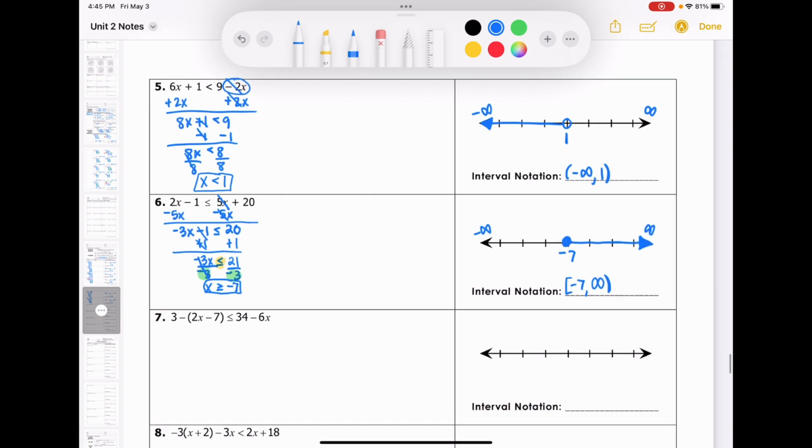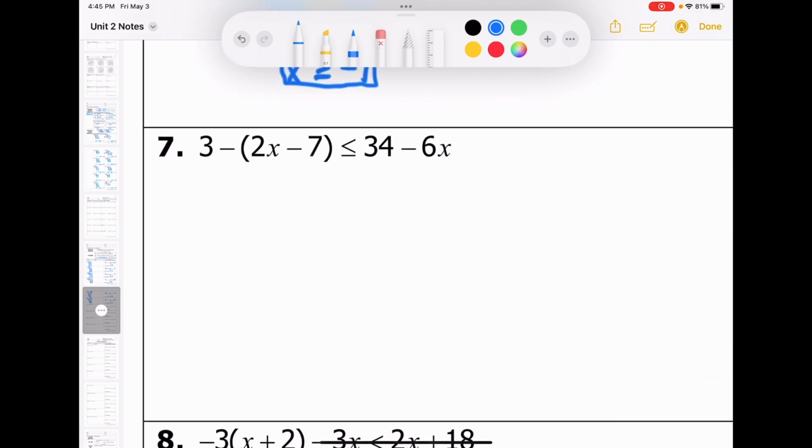All right, number 7. We have 3 minus parentheses 2x minus 7 is less than or equal to 34 minus 6x. So I need to get rid of my parentheses. So this negative sign is a negative 1. So I'm going to distribute that negative 1 to both things inside the parentheses, and that's using multiplication. So negative 1 times 2x is negative 2x. Negative 1 times negative 7 is positive 7. I bring everything else down.